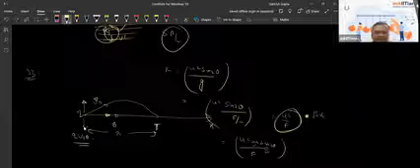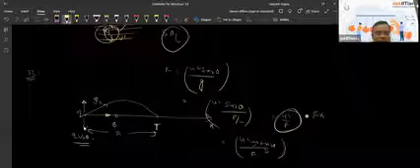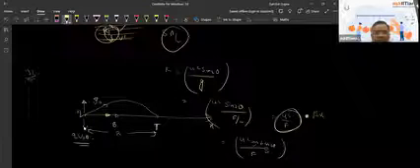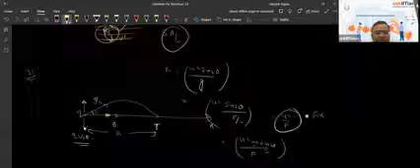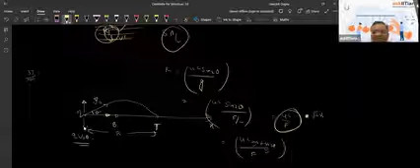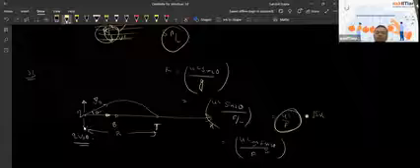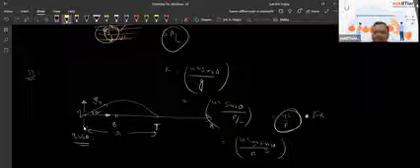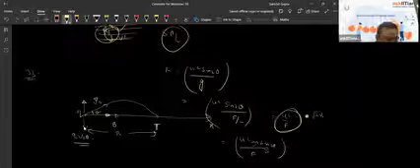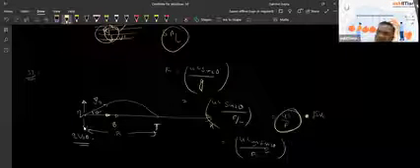QV naught, wait, this is theta. So QV sine theta is the force acting. Both are correct. The answer is both are correct.